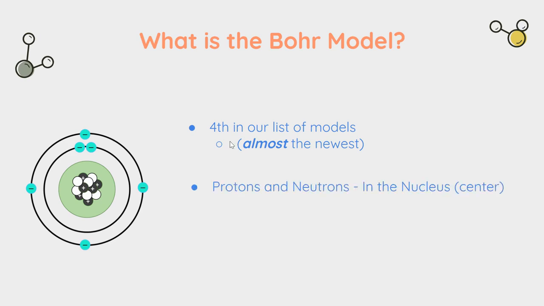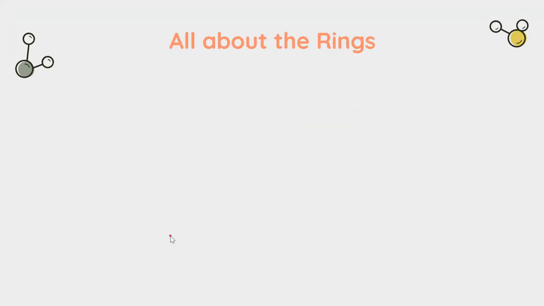The protons and the neutrons in this model are located in the center, which we call the nucleus. And the electrons are around the outside in defined orbits. And that's really what is important about the Bohr model. Those electrons are in very specific spots in these orbits or these rings around the nucleus. So in the Bohr model, it's really all about those rings.